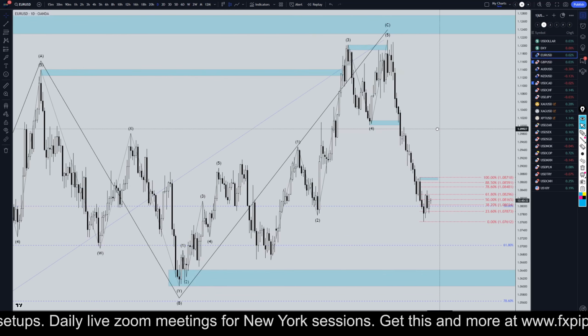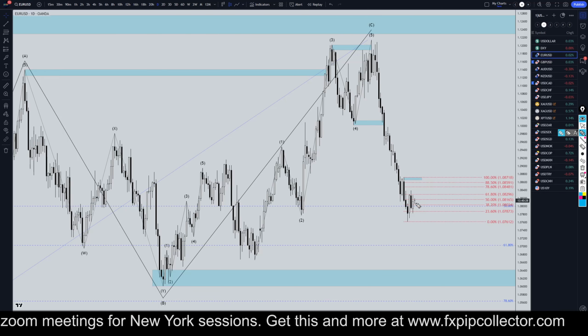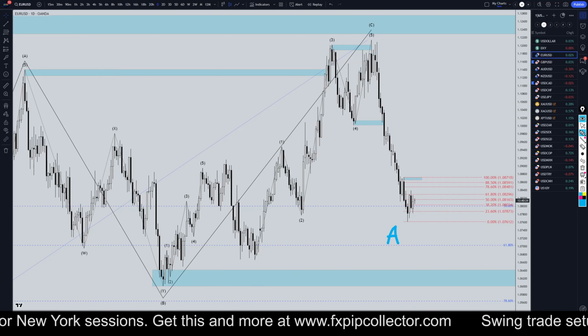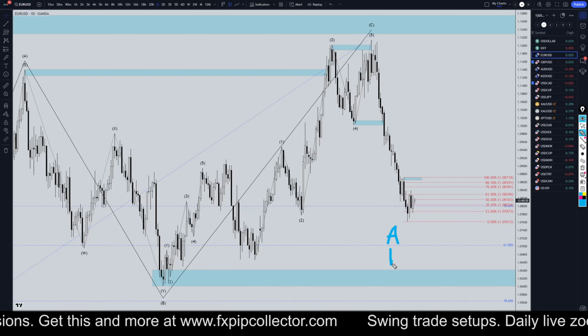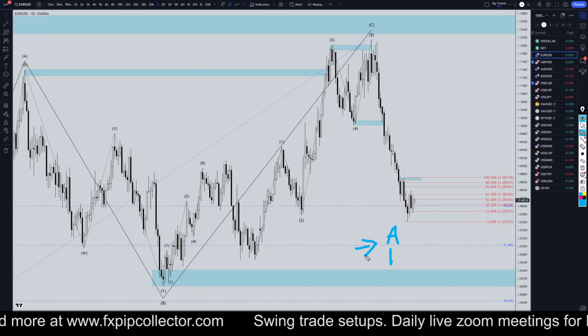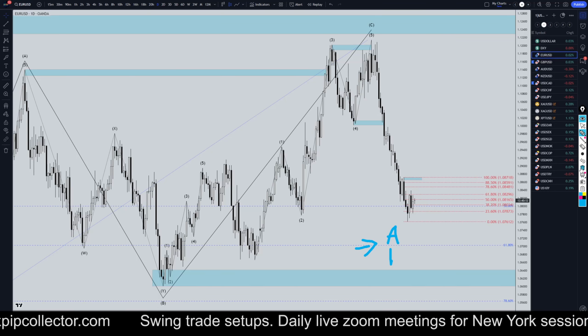Going down to the daily time frame, we have to keep in mind that this first move down is most likely not over. Now this could be a wave A of a WXY, so the wave A of Y, or it could be a wave 1 of a downtrend. Trading strategy is exactly the same for wave A or wave 1, which is looking for shorts on shorter time frames until we do get that break of structure.